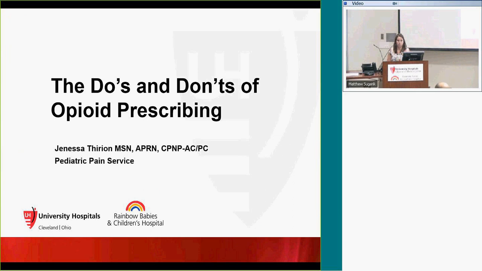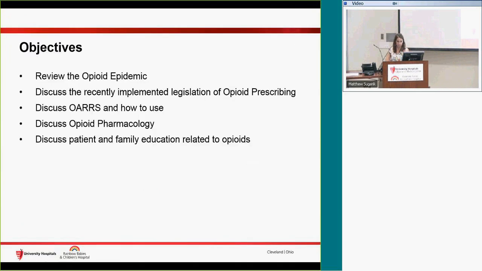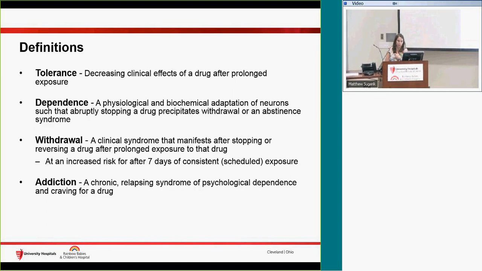So we're presenting about the do's and don'ts of opioid prescribing. I'm going to be discussing the opioid epidemic that we're currently in, go over the legislation that Ohio passed regarding opioid prescribing, the pharmacology, and then a quick education about using TIP, which is something that Rainbow is going to start using more frequently.